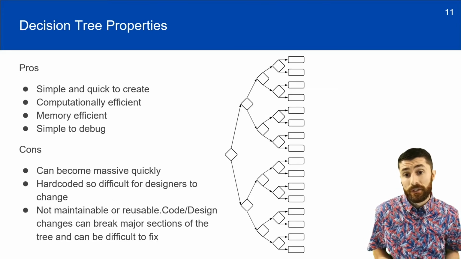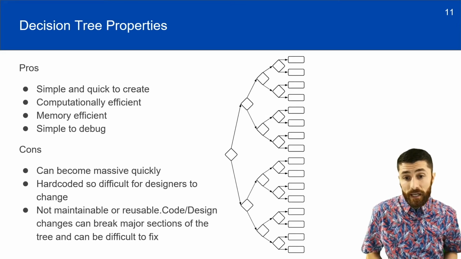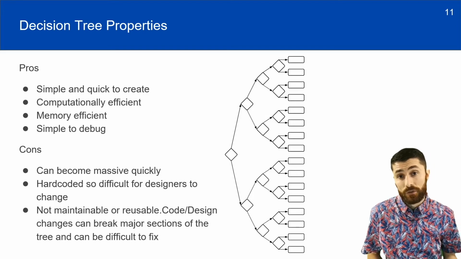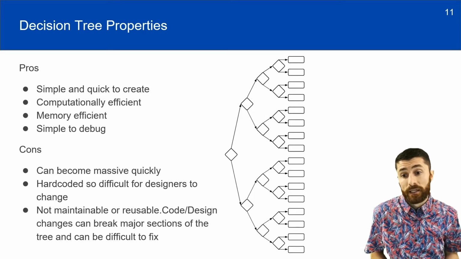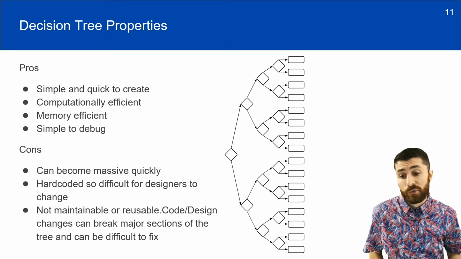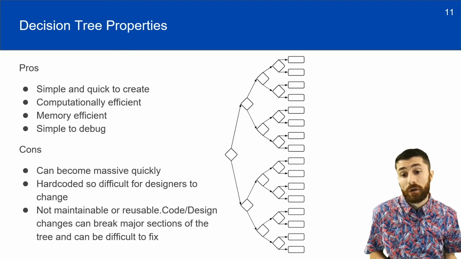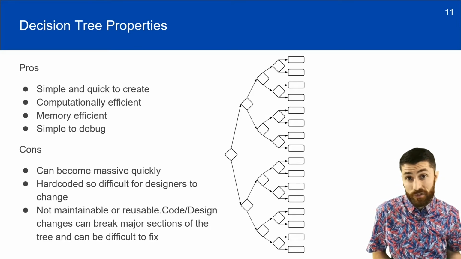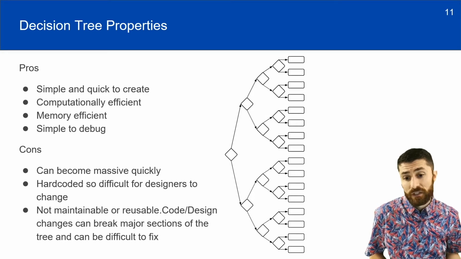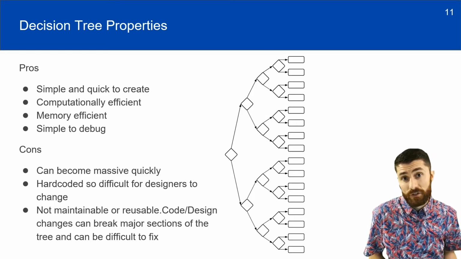Now we have come to our decision tree properties. Like every single technique I'm going to show you in this module, I like to show you the pros and cons of that specific technique. Therefore, for decision trees, the pros are they are simple and quick to create. They're just a few if statements after all. They're computationally efficient. They're very efficient, in fact.